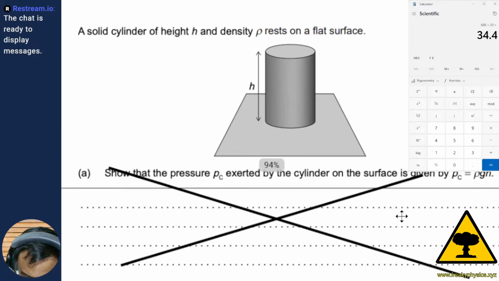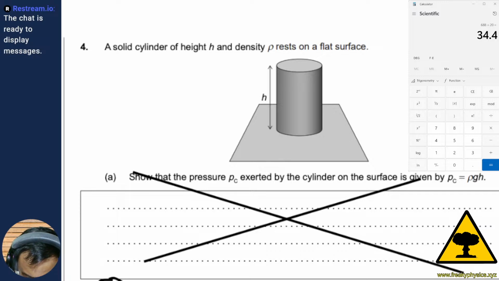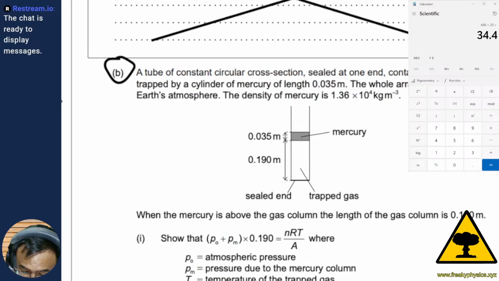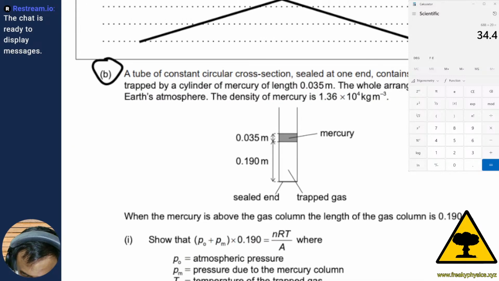So B, you have that tube of a circular cross section sealed at one end, contains an ideal gas. Oh, this one's a bit tricky. So show that P0 plus PM times 0.190 is equal to nRT over A, where all of these values are given here.